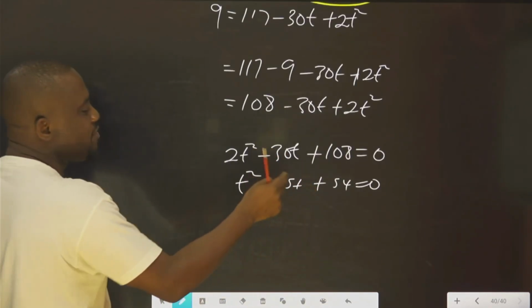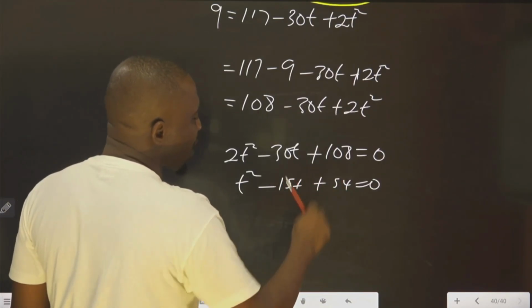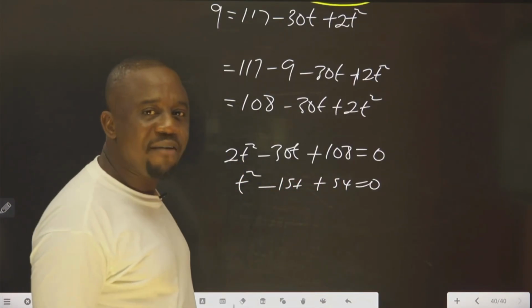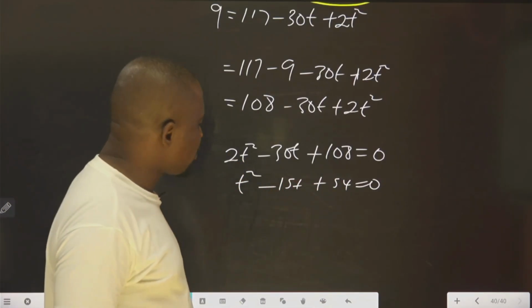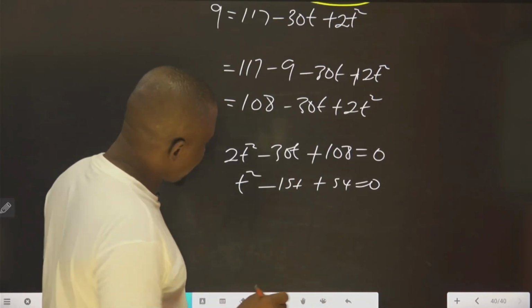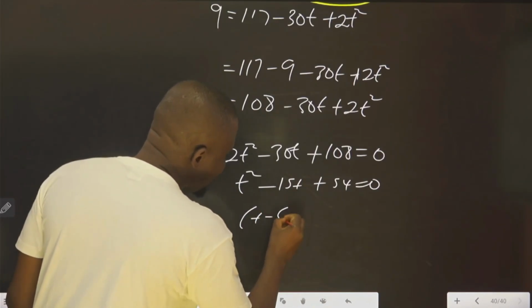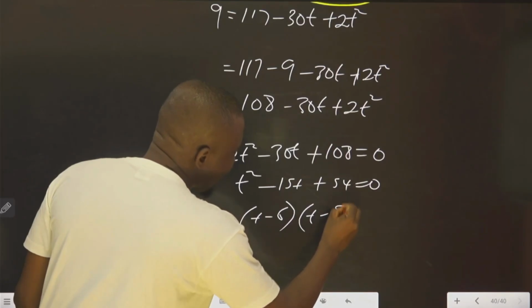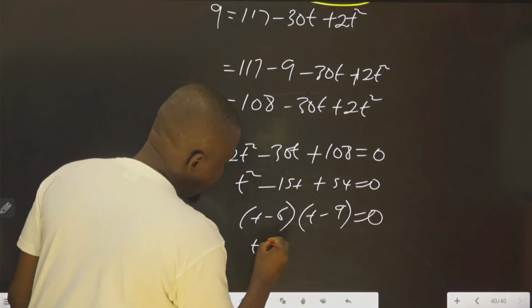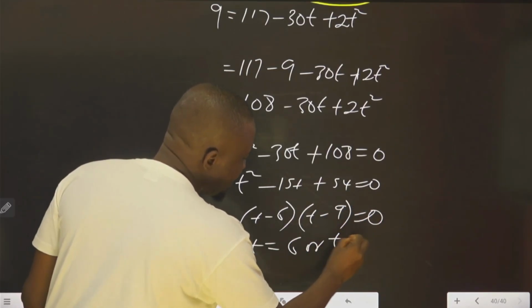So if you solve this out now, two values you multiply to have 54, and if you add them, you have 15. Those numbers are what? They are 6 and 9. So we simply say T minus 6, T minus 9. No need to waste our time. T therefore is 6 or T is 9.